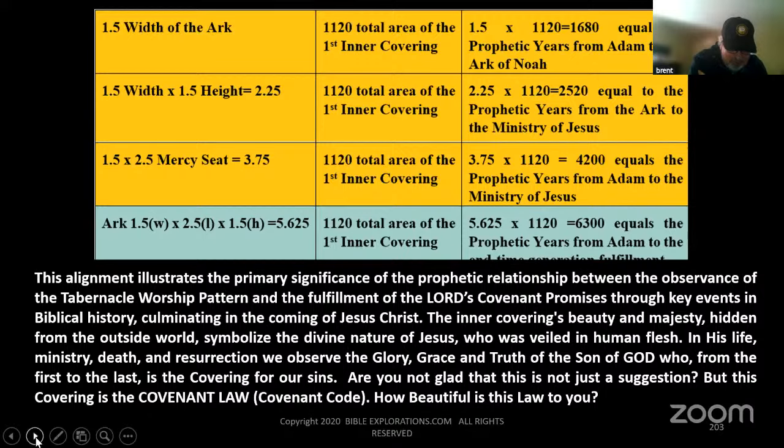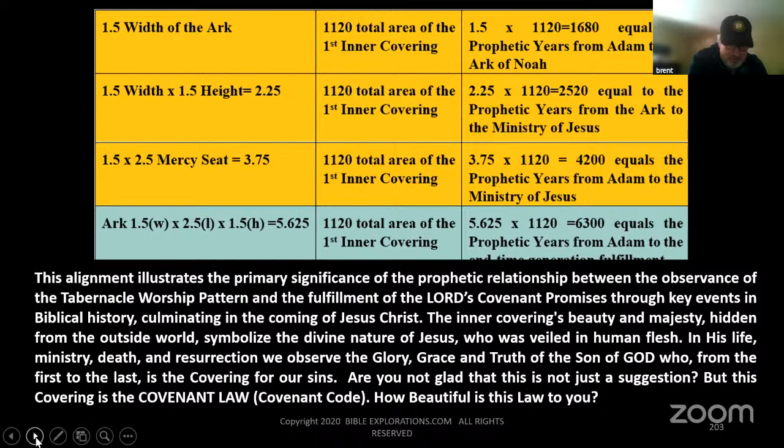Are you not glad that this is not just a suggestion, but this covering is the covenant law, or the covenant code? How beautiful is this law to you? Imagine people telling you, oh, don't observe this and the Sabbath, you just go to a movie, it's all very restrictive, we're not under that anymore, we don't have to do that anymore. Well, if that law is gone, then so are the benefits of that law. So is the fact that our redemption is part of that law.